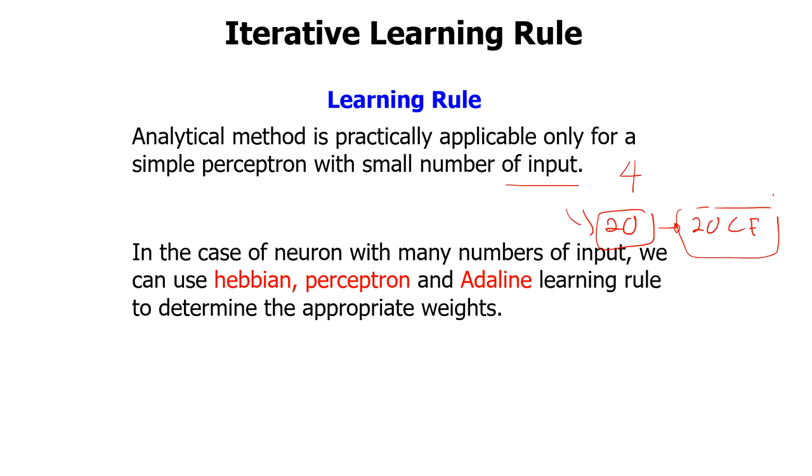In situations where we have many inputs, say 20, 10, etc., we can use iterative learning rules, namely the Hebbian, perceptron, and adaptive linear element, which will be covered in our next chapter. This week I cover up to the analytical part. In the following weeks, I will cover these three algorithms: the Hebbian, the perceptron, and the adaptive linear element, and how we can perform iterative training to solve the linear problem.